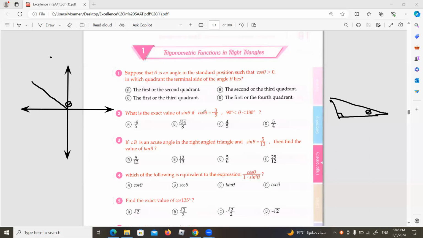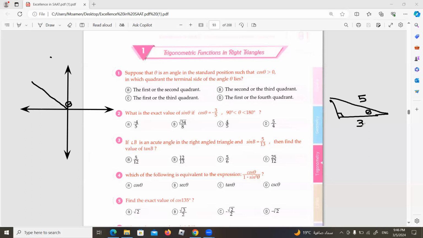Mister, you said cosine is what? Cosine theta. Cosine is adjacent over hypotenuse. This is the adjacent and this is the hypotenuse. Mister, but we have negative. Don't talk now about the negative. Leave the negative now.